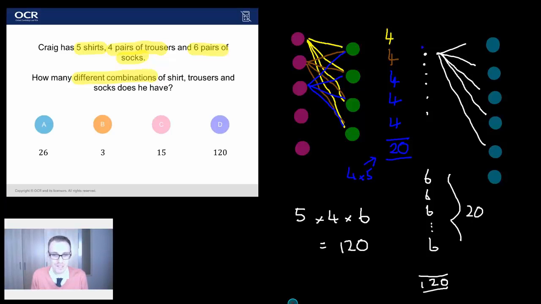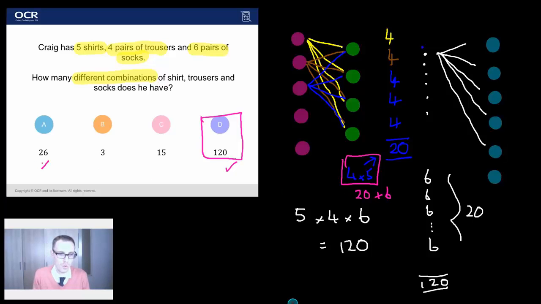So there's my answer. But you know what I'm going to say to you next, right? The fun's just getting started here. Don't leave me now, because let's have a think where some of these wrong answers come from. Where would 26 come from? Well, I think this is a bit unlucky. I reckon 26 is somebody who's done this bit. 4 times 5 is 20. They've got 20. Then they thought, oh, let's just add 6 pairs of socks on the end. No, no, no. Each of those pairs of socks can go with each of those 20. So there's 20 lots of 6, not 20 plus 6.